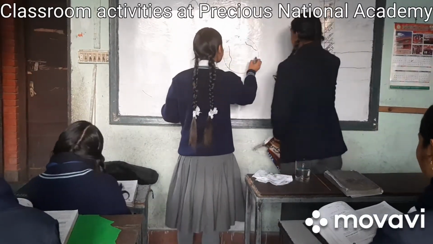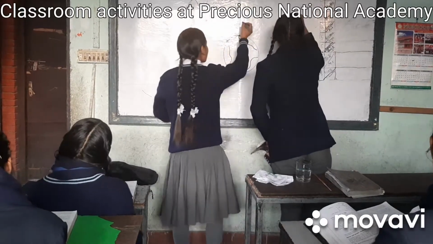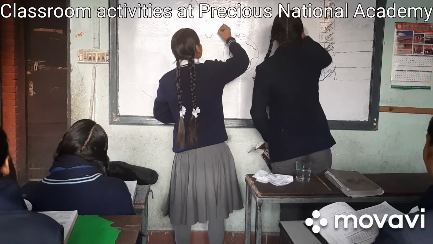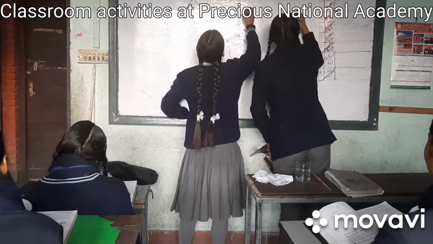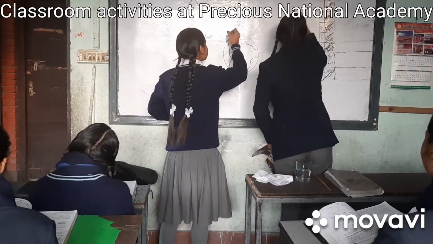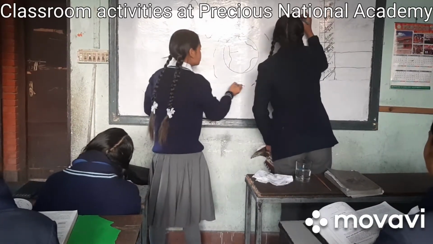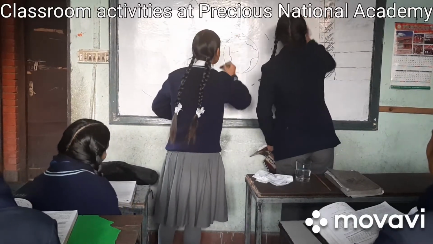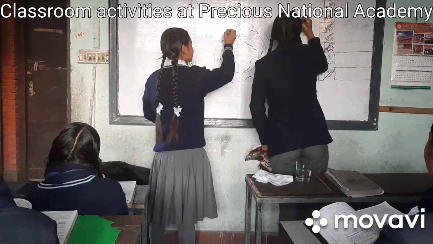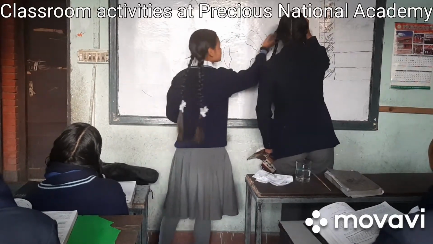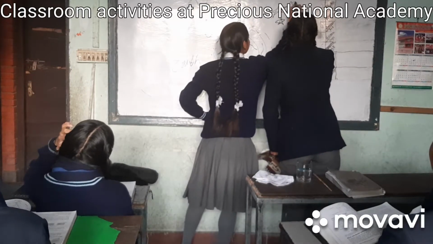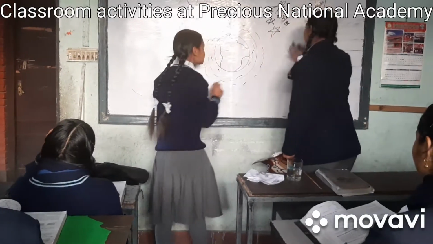This is Earth, and this is a person or an observer, and this is Earth. And there is some atmosphere which contains different types of gases: O2, CO2, nitrogen, etc. And these are stars.